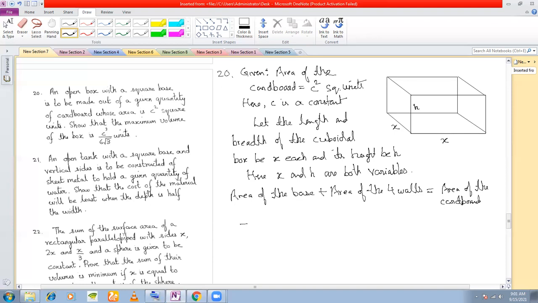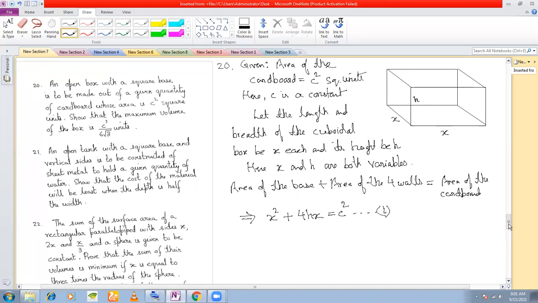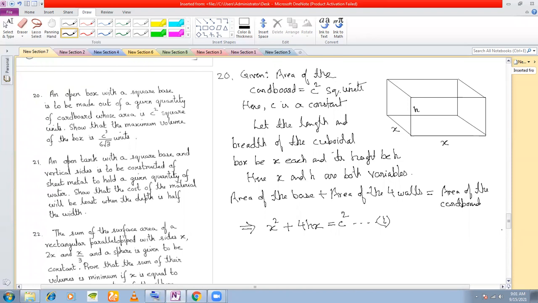This will give our relation number 1. Area of the base is x square, and area of the four walls is 4hx, because each is a rectangle of area hx, and there are 4 such walls, equal to the area of the cardboard, right? So this will give our relation number 1. Now what do we need to make? We need to make a box of maximum volume.